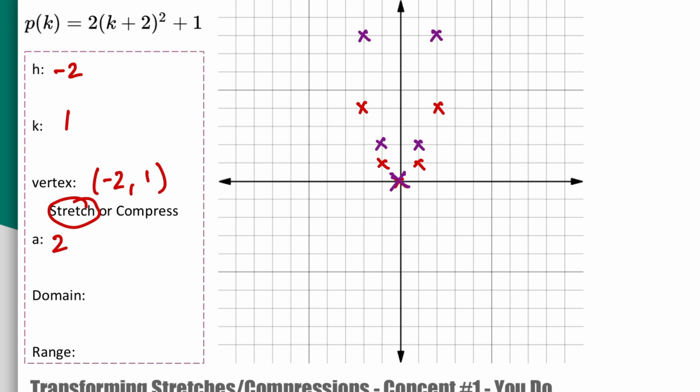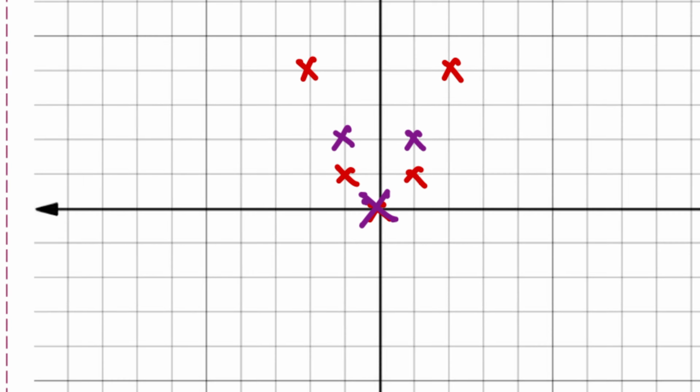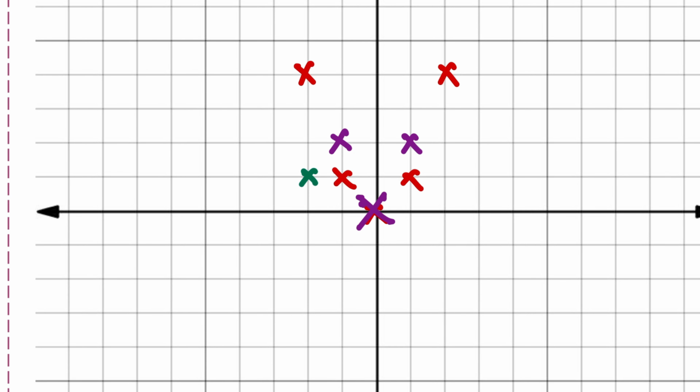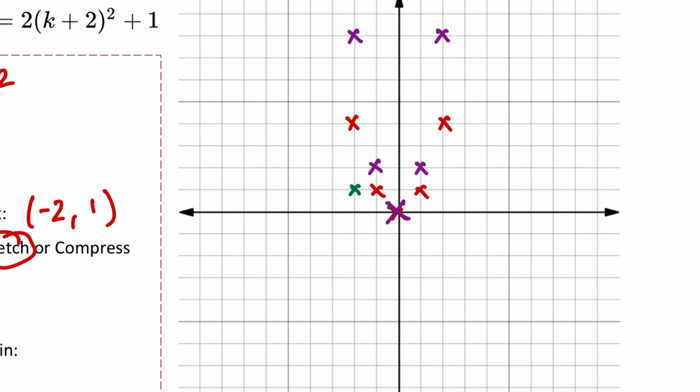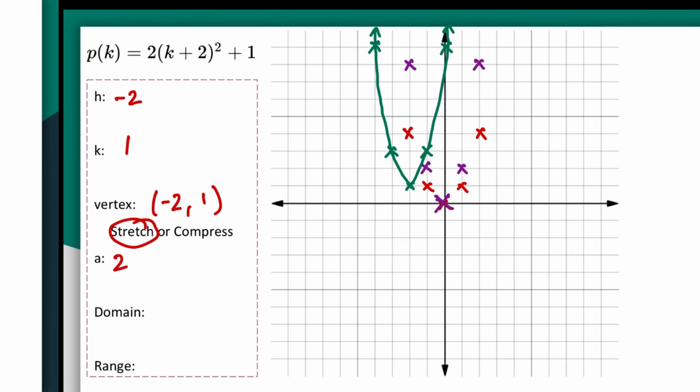So -2, so we got a left 2 and up 1 for all our points. So from the vertex, we should be here. Left 2, up 1. And I'm doing this from the purple points. Left 2, up 1, for each point. And because this was a stretch, it should be more narrow this time. Okay, and you should have gotten that.